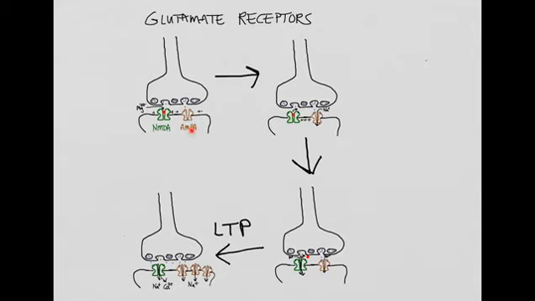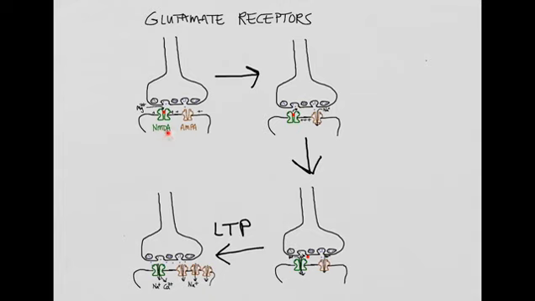AMPA is a glutamate sensitive sodium channel, so a fast receptor. NMDA receptor is a sodium and calcium channel that is opened in the presence of the neurotransmitter glutamate.